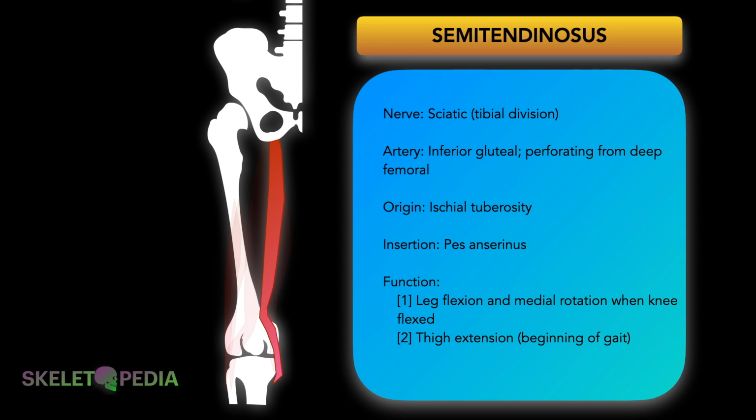The next muscle is the semitendinosus. It's innervated by the tibial division of the sciatic nerve and supplied by the inferior gluteal and deep femoral perforators. This muscle originates from the ischial tuberosity and inserts at that goosefoot, the pes anserinus. Its function is to flex and medially rotate the leg when the knee is flexed, and it also assists with thigh extension, since it originates from the ischial tuberosity.